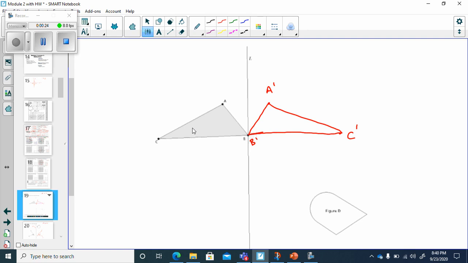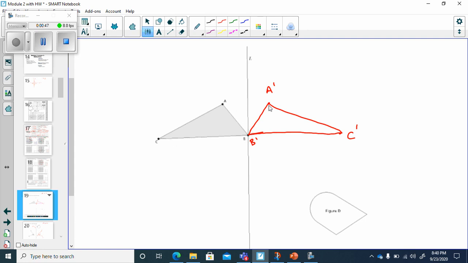You could draw this on a piece of paper, fold it over this line L, and sketch it up here. And that's basically what I did. Your point A is now A prime. This is your pre-image. This is your image. Your point B is now B prime. Your point C is now C prime.